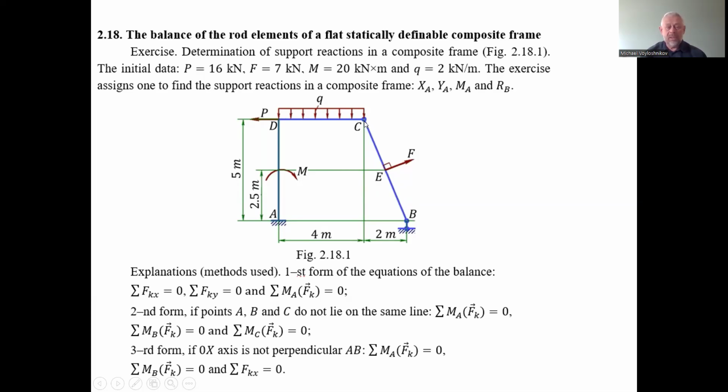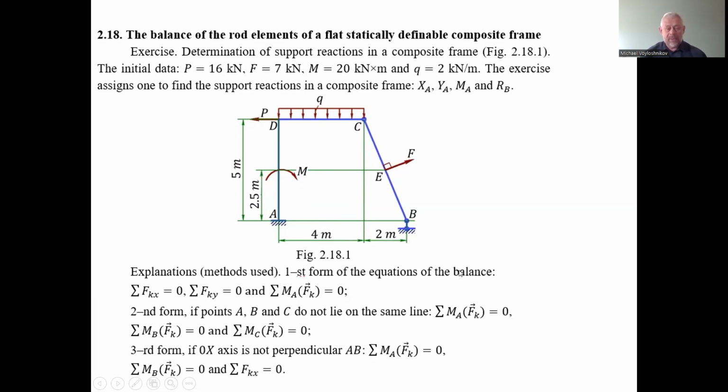Rod BC is hingedly connected at the point C, and the sliding hinge B. The size H is 5 meters, the middle H, the point of application of the force F at the H of 2.5 meters, and the horizontal sizes are 4 meters and 2 meters.